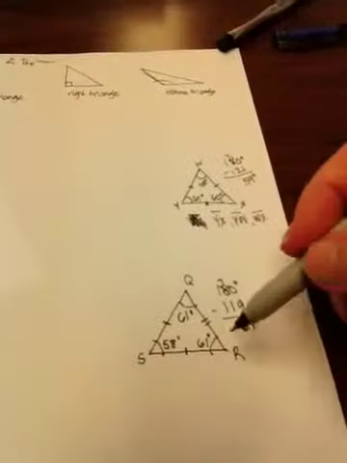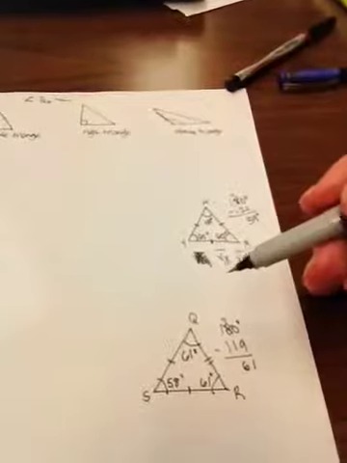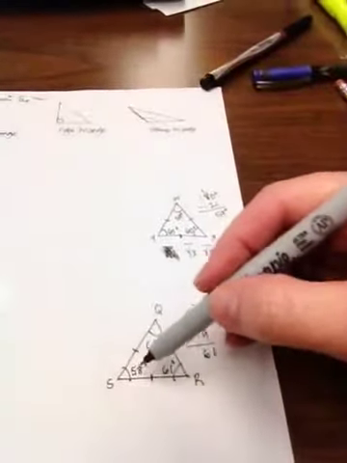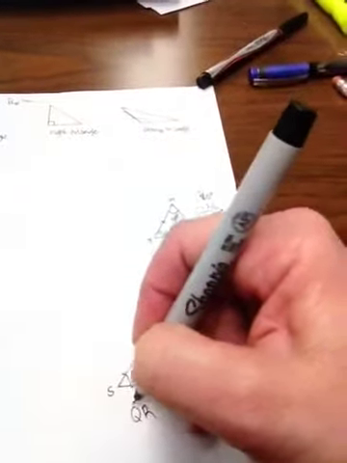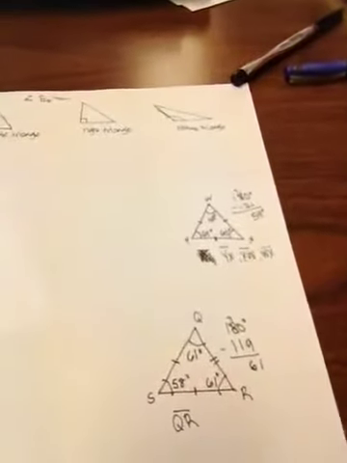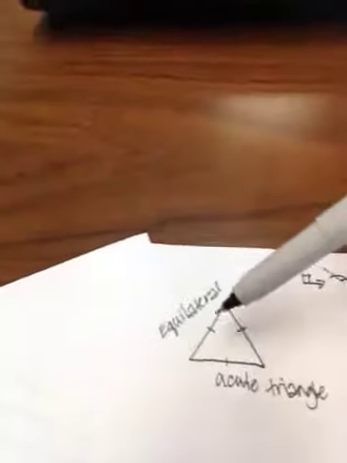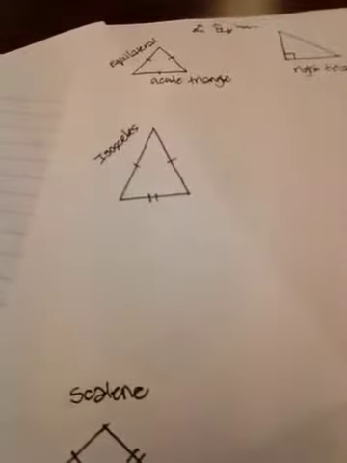Again, if we had to tell the book which side is the shortest side, well, which side is opposite the littlest angle? That would be QR. We put a little segment line over that. All right, so far so good. We have acute triangles, right triangles, and obtuse triangles, and by their sides, equilateral, isosceles, and scalene.